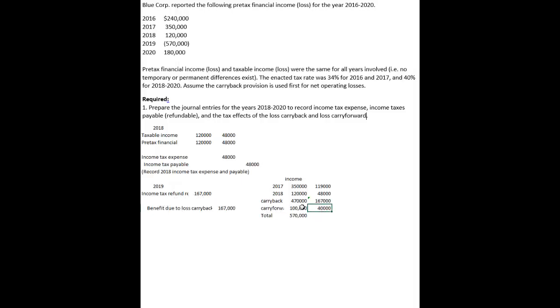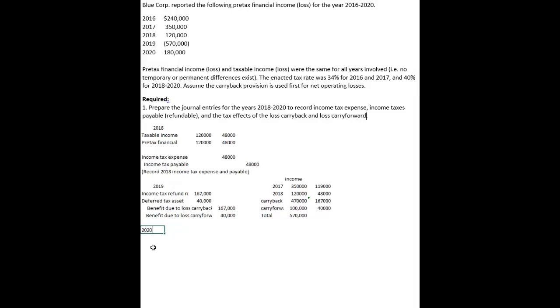We don't get to claim that money from the IRS. They're not going to give us 40 grand currently, but they'll allow us to reduce our future taxable income by that net value of $40,000. So we record a deferred tax asset in the amount of $40,000. Okay, and so then that's a benefit due to not the carry back, but the carry forward, and that's 40 grand. So that's the hardest entry, and that's for 2019.